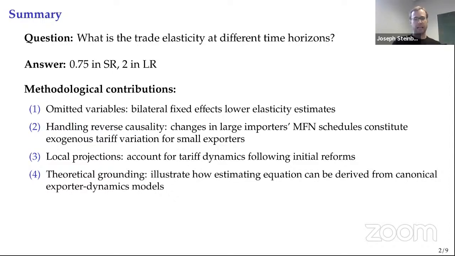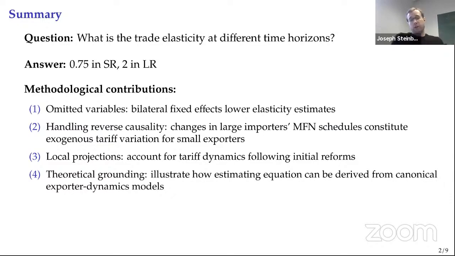Number 2, reverse causality, thinking really carefully about what variation in tariffs we should use to estimate these elasticities. What variation in tariffs really is exogenous? And so I think it's pretty cool. It's basically thinking about what happens when a large country, say the United States, reduces its MFN tariff schedule, and thinking about how that change affects just small exporters to the United States that are unlikely, at least really unlikely, to be responsible for the United States making that decision to cut its MFN tariffs.